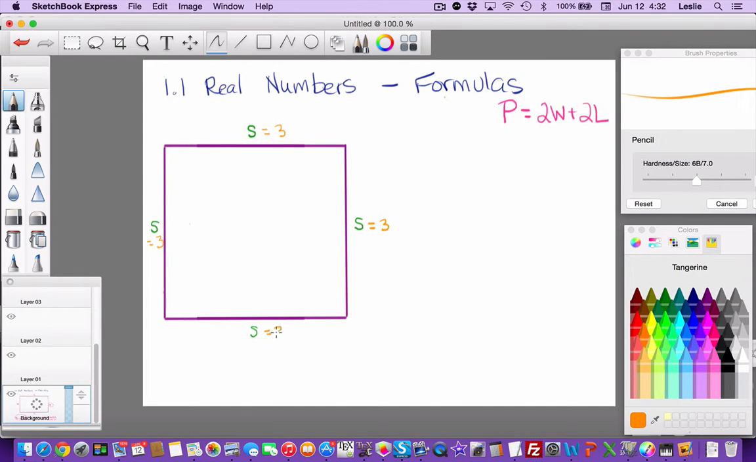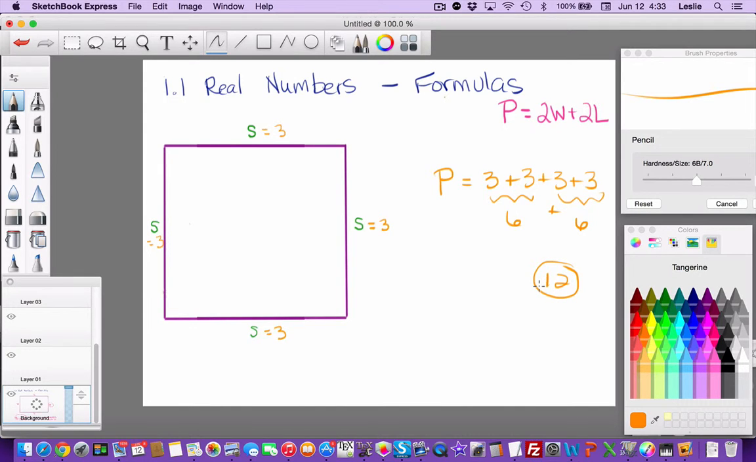So when I go to look for the perimeter of the square, I need to add the 3 plus 3 plus 3 plus 3. The perimeter of this square is 3 plus 3 plus 3 plus 3. 6 plus 6, which is 12.